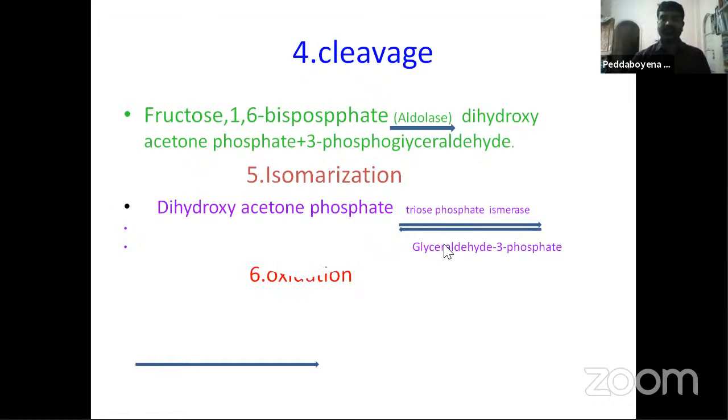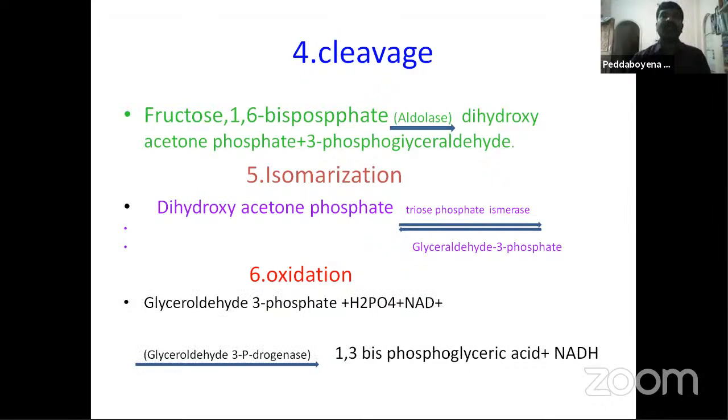So next one, oxidation. In this oxidation, glyceraldehyde 3-phosphate, NAD plus is converted into NADH, and here 1,3-bisphosphoglyceric acid is formed, in the presence of glyceraldehyde 3-phosphate dehydrogenase. So that is the important enzyme. Next, glyceraldehyde 3-phosphate gives rise to 1,3-bisphosphoglyceric acid. Here NAD plus gives rise to NADH.